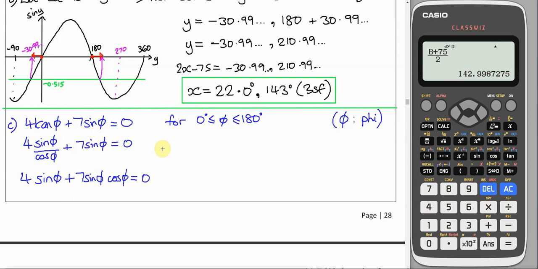Next step is to factorize our common factor of sin phi. Don't go dividing by it. Do not divide by sin phi, because dividing by 0 is impossible. And in this equation, sin phi could be 0, because it works. If sin phi was 0, put it into the equation, we get 4 times 0 plus 7 times 0, which does equal 0. So do not divide both sides of the equation by sin phi, because in this particular equation, sin phi could be 0. Instead, bring it out as a common factor.